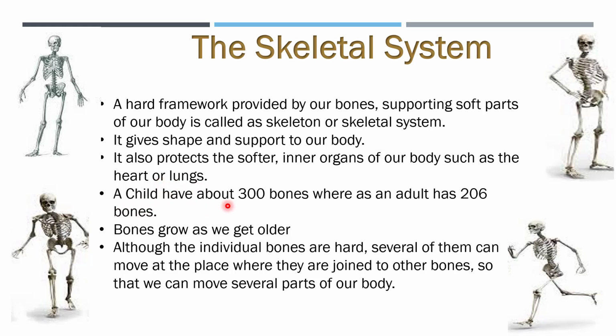A child has about 300 bones, whereas an adult has 206 bones. Bones grow together as we get older, and that's the reason adults have fewer bones in comparison to children. Although the individual bones are hard, several of them can move at the place where they are joined to other bones, so that we can move several parts of our body.